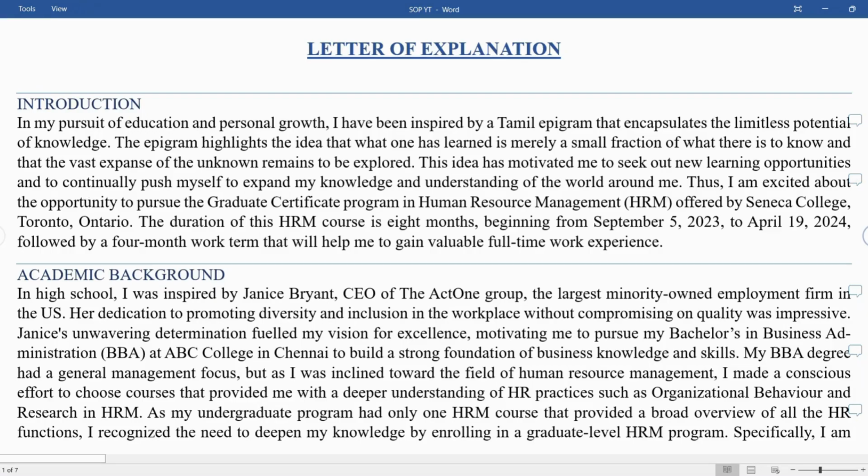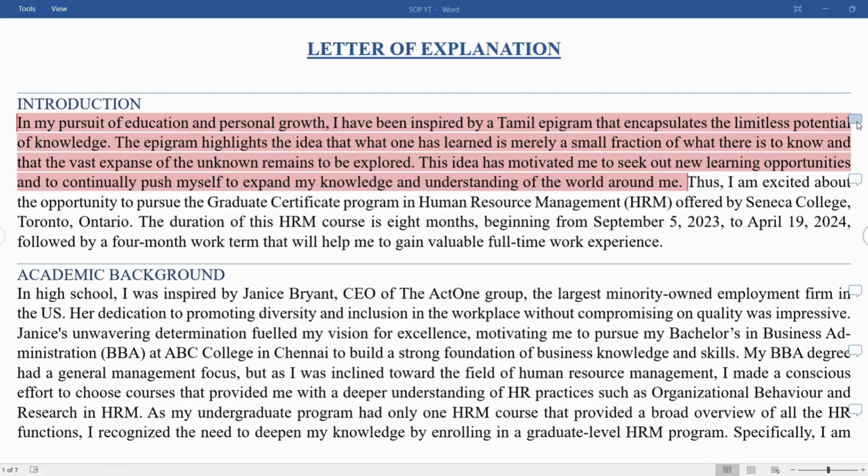So starting with the heading, I have used the heading as letter of explanation. As per the IRCC website, you can say statement of purpose. It's your wish. And I have started it with the heading, which is introduction. And in the starting, I have included a quote and explained it and how it connects with the course. So I have said that there is a Tamil proverb. My native language is Tamil. So in this proverb, it says that there is a vast amount of unknown things. So in order to expand my knowledge and understanding, I'm planning to pursue my degree.